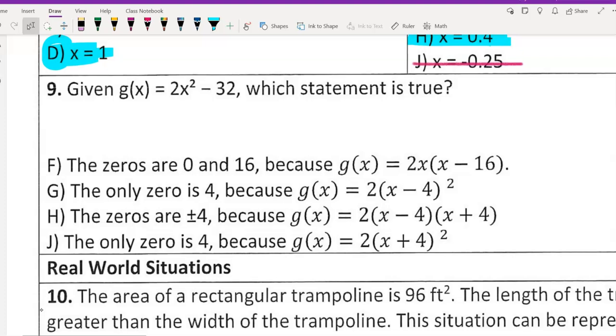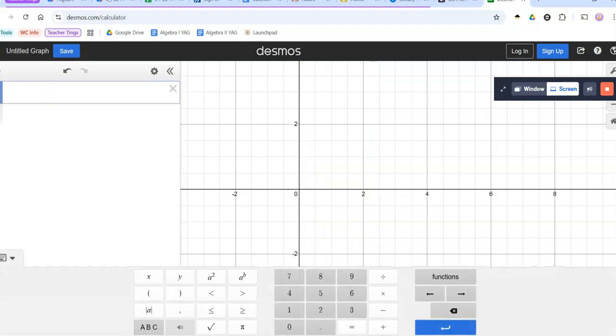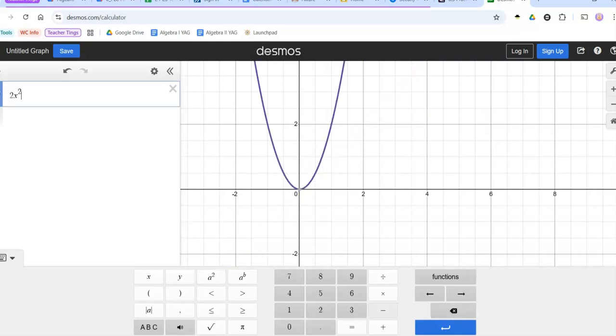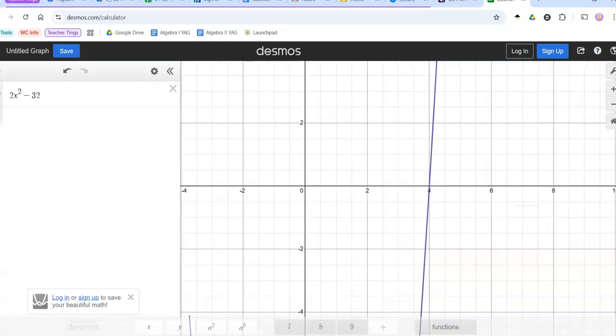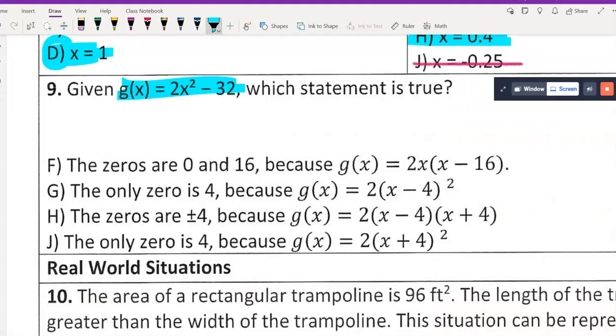All right. Given this function, which statement is true? Okay, we can put this in the calculator and see what statement might be true. So our function is 2x squared minus 32. And we get an x-intercept here at 4 and at negative 4. So 4 and negative 4.